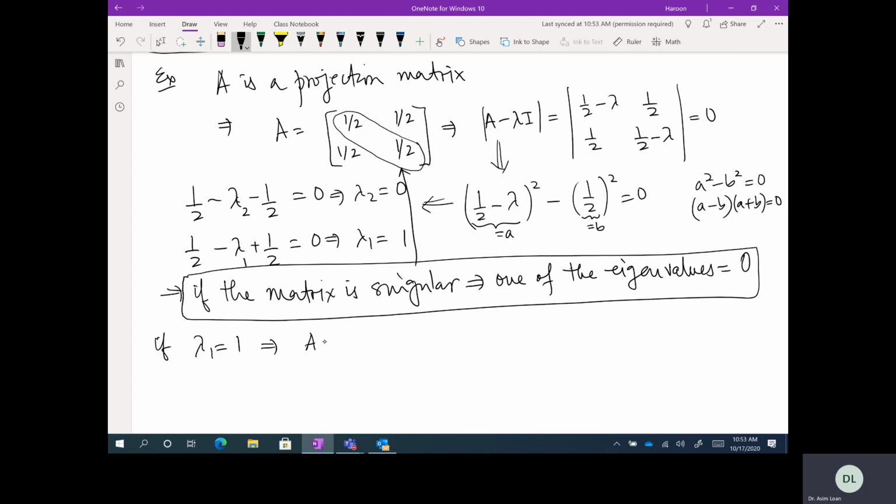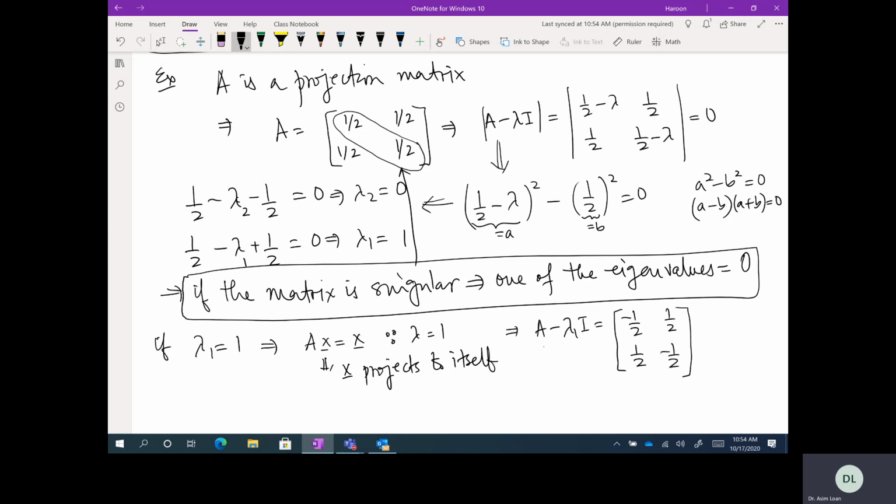So if lambda 1 equals 1, what is this thing saying? If lambda 1 is equal to 1, this implies Ax equals x because lambda is equal to 1. So if Ax is equal to x, this implies x projects to itself. Because when you multiply x by this projection matrix, you get back x. So x projects to itself, and this implies A minus lambda 1 I is equal to, so half minus 1 is minus half here, half here, half here, minus half here.